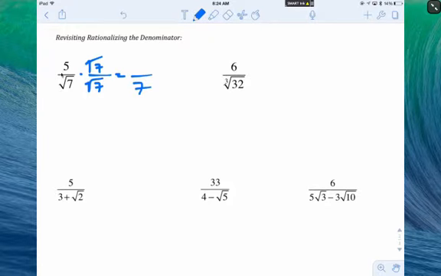We're feeling good about it. And then in our numerator, yes, we have the square root of 7 up there, but we would prefer it in our numerator than in our denominator, just because it's going to be easier to work with.